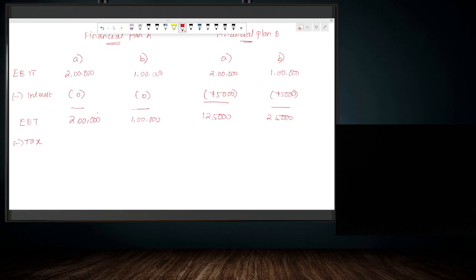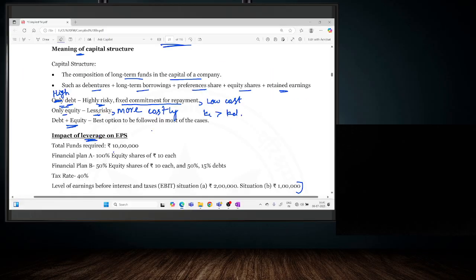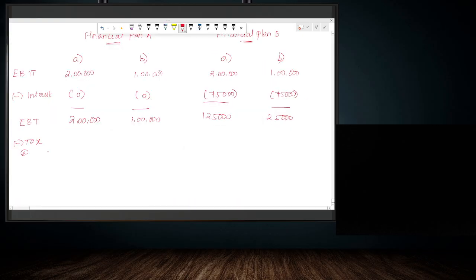From EBT what do we have to subtract? Tax. So what is the percentage of tax? 30%? 40%. Tax rate is 40%. 40% of 2 lakh we get 80,000. 40% of 1 lakh we get 40,000. 40% of 1 lakh 25,000, how much? 600? 500? 50,000, no? 50,000. This is 10,000. Correct?